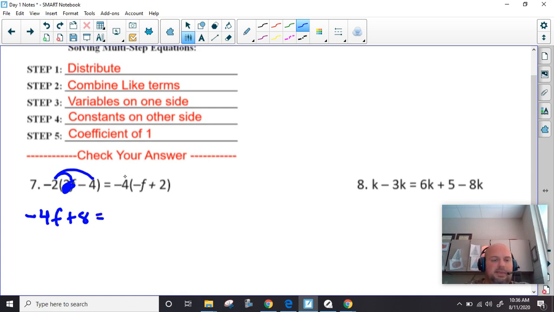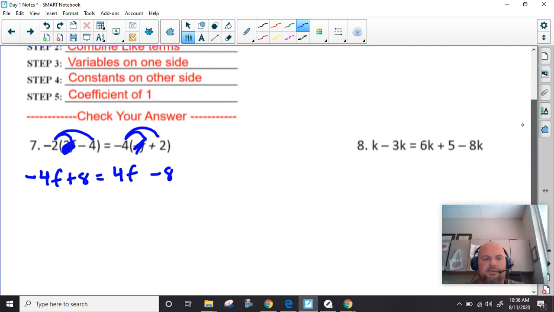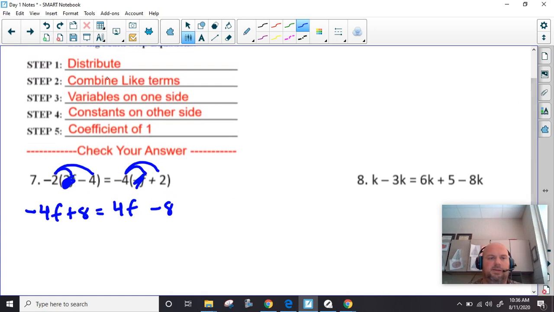Then over here, I've got to distribute on 2 different sides. It's not a race. Take your time. So this will be 4f. And then this will be negative 8. Now, don't sit here and tell me automatically it's no solution or it's identity. You don't know that yet. You don't know enough about it, so we've got to check it out. We distributed.